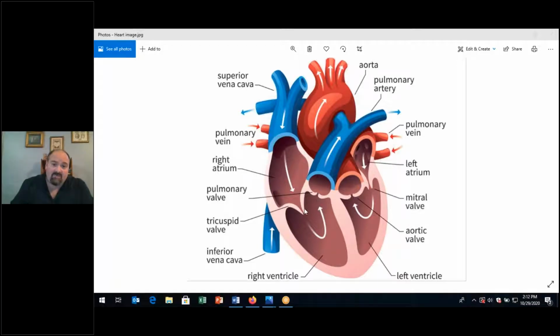Know that on the right side, the pressure is very low, okay? We don't have to push very hard to push this blood to the lungs. Whereas on the left side, it's pushing against the great pressure of the arteries, and so it's under higher pressure. The highest pressure is in the aorta, and the lowest blood pressure is in the vena cava, inferior and superior.